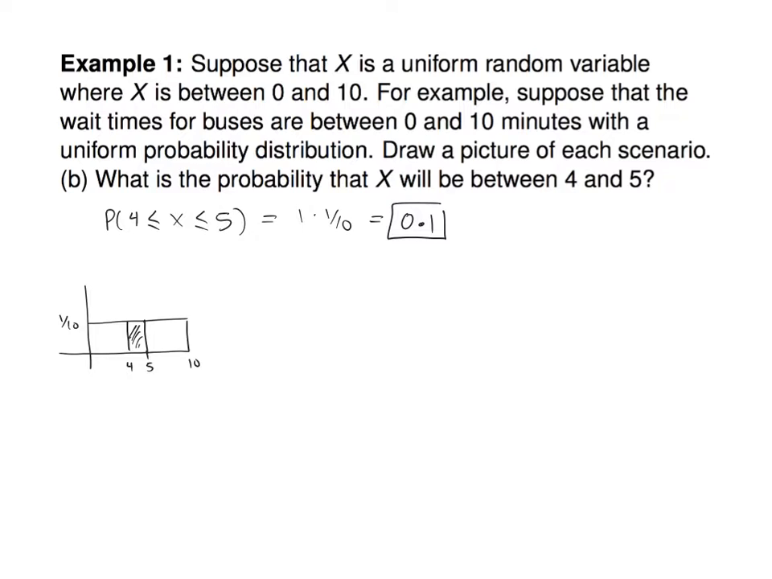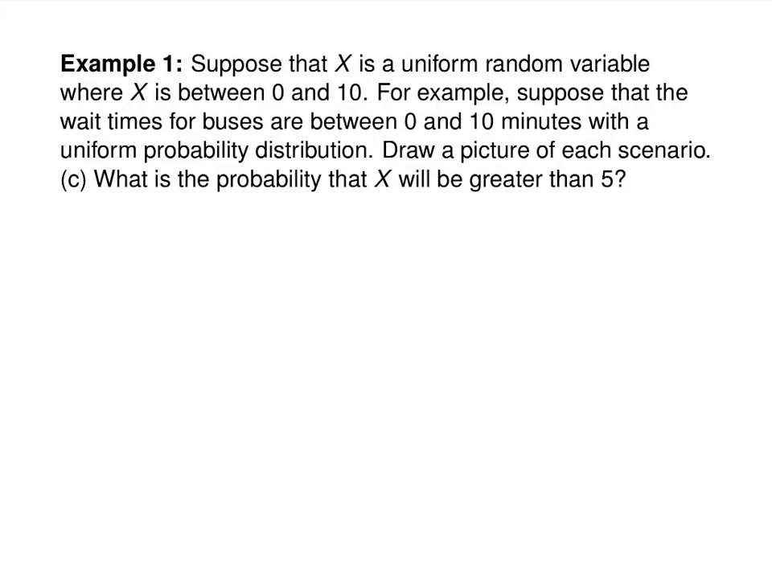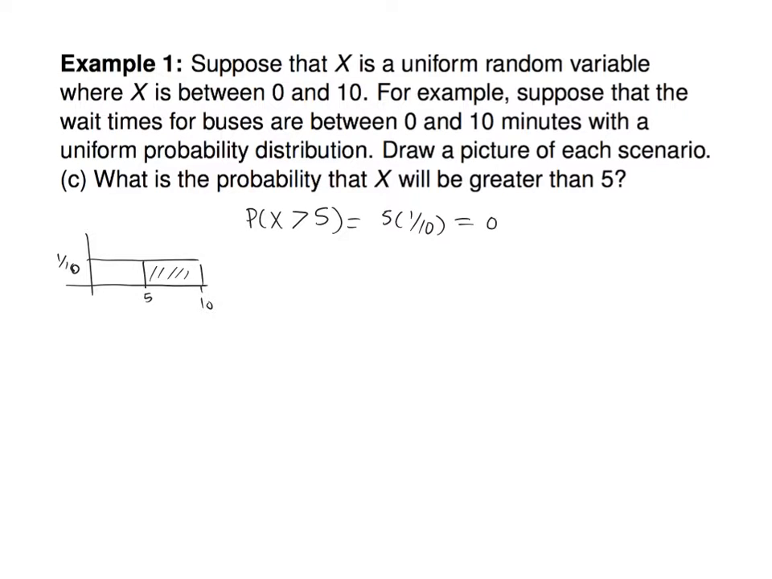Does that make sense? Okay, and how about the last bit? What's the chances your weight's going to be greater than 5? So there's 10, height still 1/10, but you shade the curve from halfway on up. So probability x is bigger than 5 is going to be 0.5. 5 times a tenth, which is a half, or 0.5.